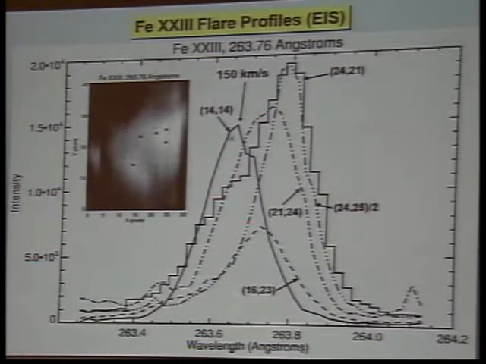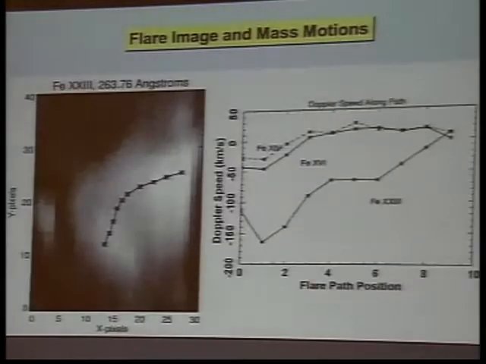In this case, the shift of this line from the center is 150 kilometers a second. And this is similar to what we often got from Yohkoh and other satellites. Here's the same image, and here I've plotted a path through the image. And down here, I'm showing the upflow velocities from iron-23, and as comparison, since ICE sees cooler lines as well, I'm showing coronal lines of iron-14 and iron-16.